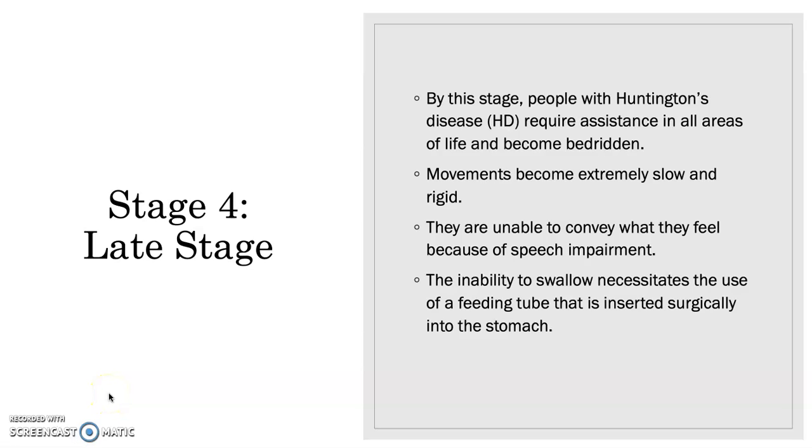Next is the late stage. By this stage, people with Huntington's disease require assistance in all areas of life and become bedridden. Movements become extremely slow and rigid. They are unable to convey what they feel because of speech impairment. The inability to swallow necessitates the use of a feeding tube that is inserted surgically into the stomach. People may become constipated or have trouble urinating. Extreme difficulty in falling asleep or staying asleep is experienced.